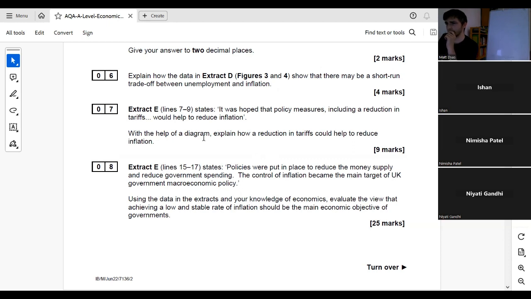So, with the help of a diagram, explain how a reduction in tariffs could help to reduce inflation. Reduce inflation. What diagram are we looking at, guys? What diagram are we always looking at for macro by and large?